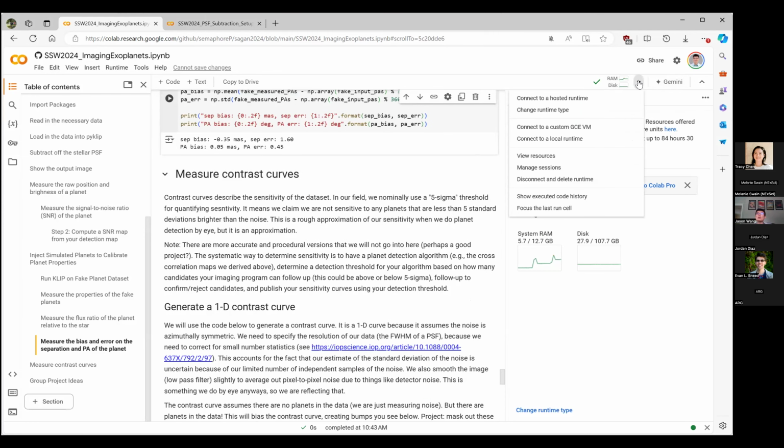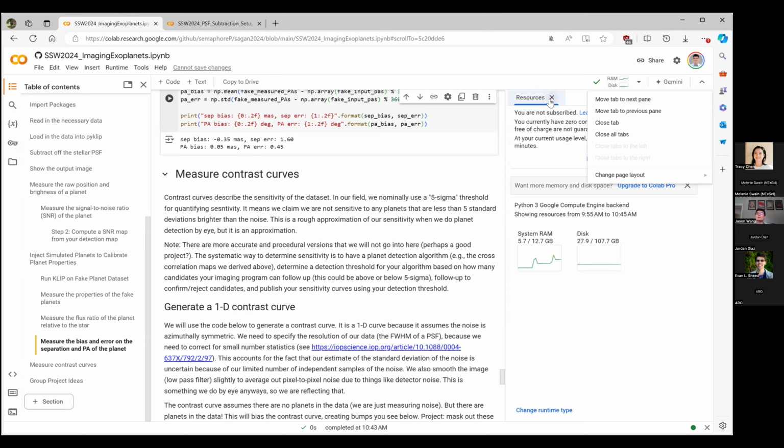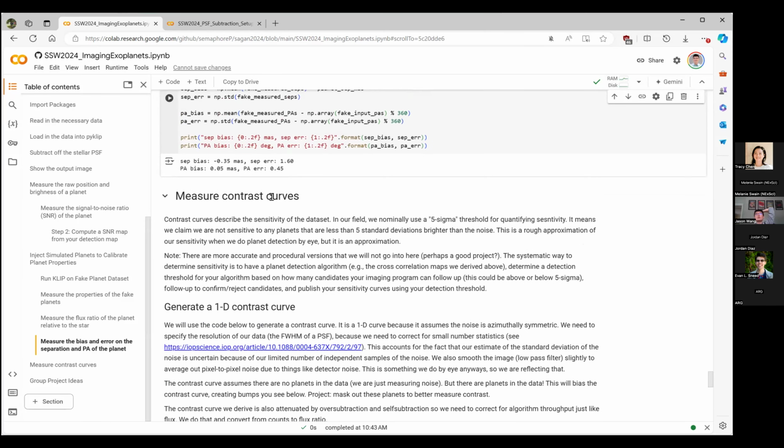After, let's close this. Close this. Okay. After we do that, the other thing we can measure from this data set, we really are measuring everything we can from this data set, are contrast curves. Contrast curves basically specify the sensitivity to planets in our data set.